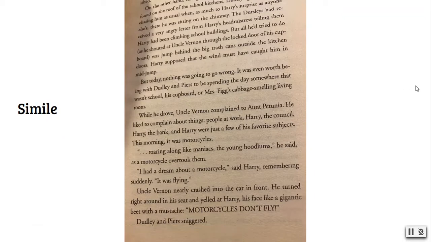Then we have figurative language. There's many different kinds of figurative language. I'm going to take you through a few of them, but they're just a fun way to interject some clever meanings into your writing. So first we have a simile, which is a comparison using like or as.